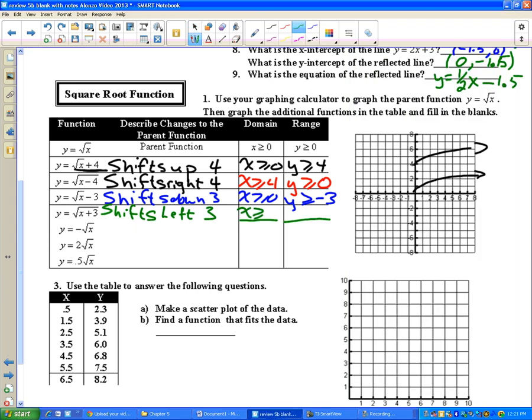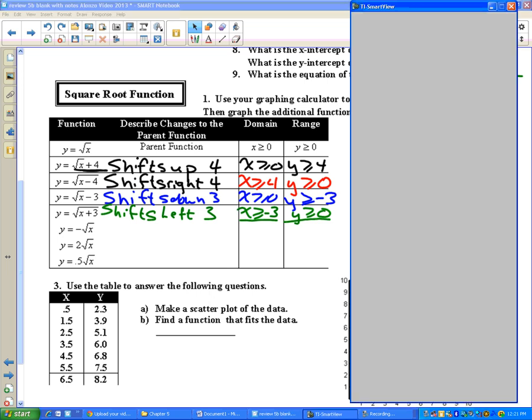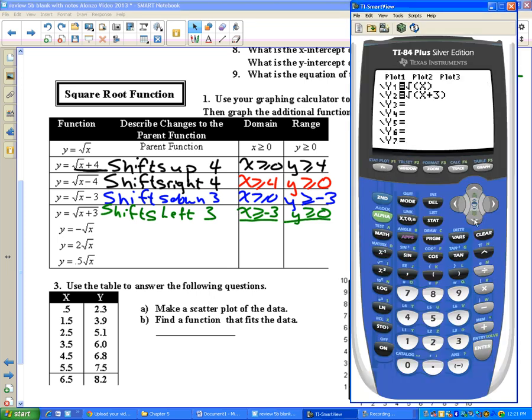X is greater than or equal to -3. Y is greater than or equal to 0. Okay, so let's continue this. Now we have a negative in front of my square root. Hit y equals. So now I need negative. Don't hit the minus, hit the negative. Negative square root of x. Close parentheses, get rid of anything else.